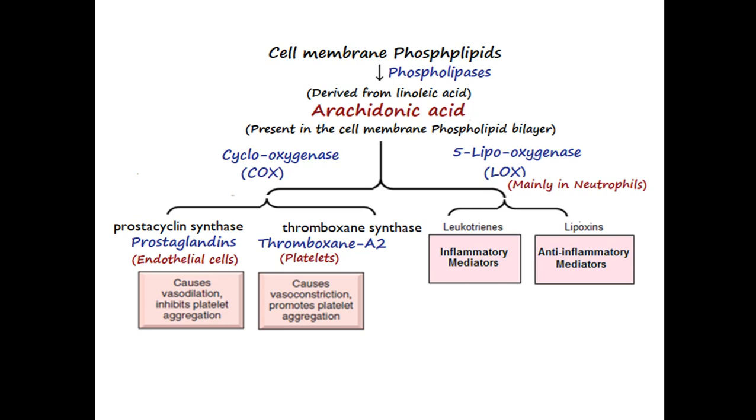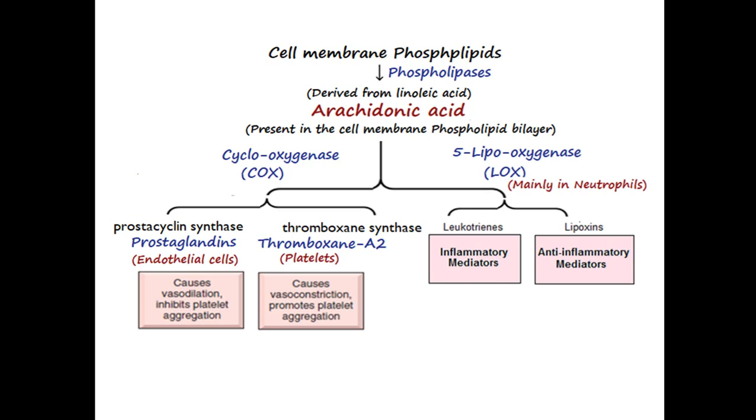Now, first of all, we will talk about the arachidonic acid metabolites. The arachidonic acid, which is derived from the conditionally essential fatty acid known as the linoleic acid, is present in the cell membrane phospholipid bilayer, and when acted upon by the phospholipase A2 enzyme, it is converted into arachidonic acid. And the arachidonic acid, if it is acted upon by the cyclooxygenase enzyme, will give rise to the formation of prostaglandins and thromboxane A2. And if the enzyme 5-lipoxygenase acts on the arachidonic acid, it will convert arachidonic acid into its metabolites, which are known as the leukotrienes and lipoxins.